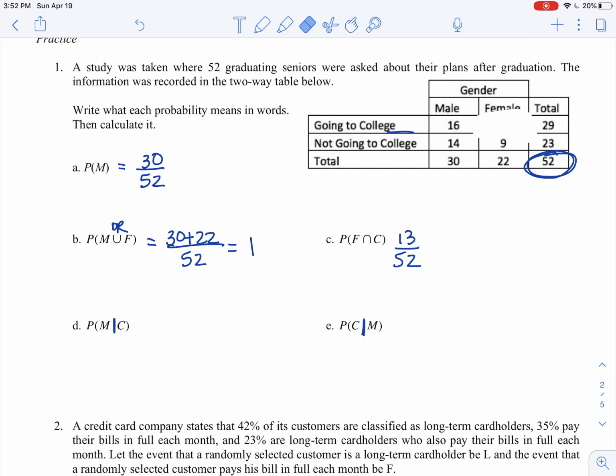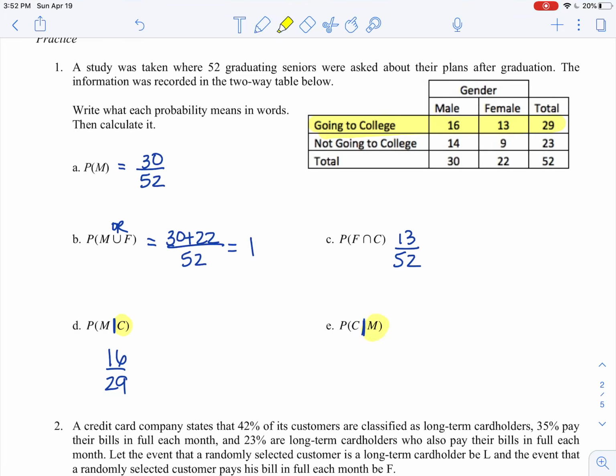Now let's get into some of those given probabilities. So with these given probabilities, you focus on a specific row or column. So this is saying, what's the chance that I pick a male given I'm selecting from the students who are going to college? Okay, so you're given C, which means you focus only on that particular row or column. So out of those 29 individuals, how many are male? 16 out of the 29.